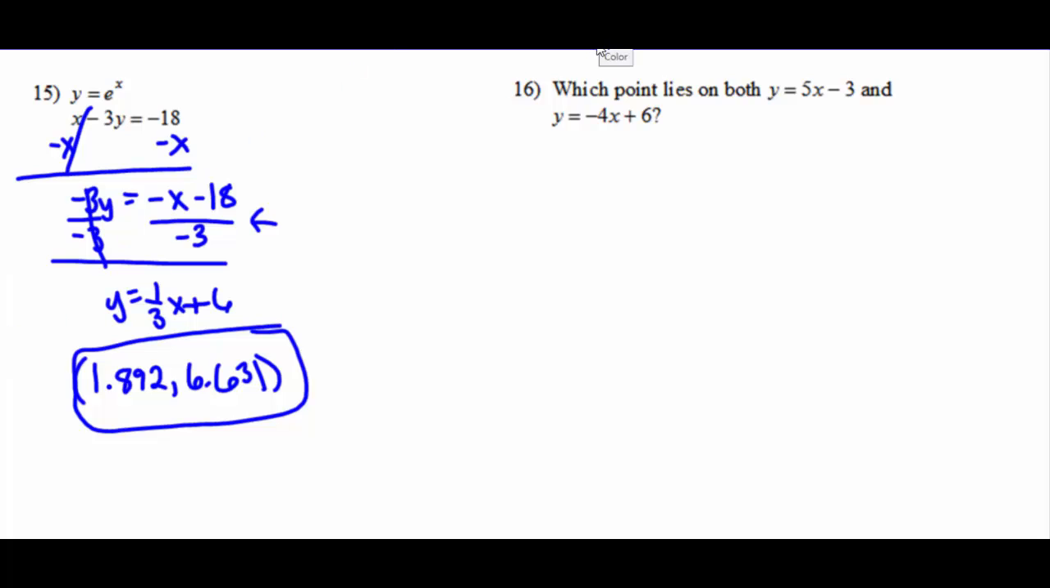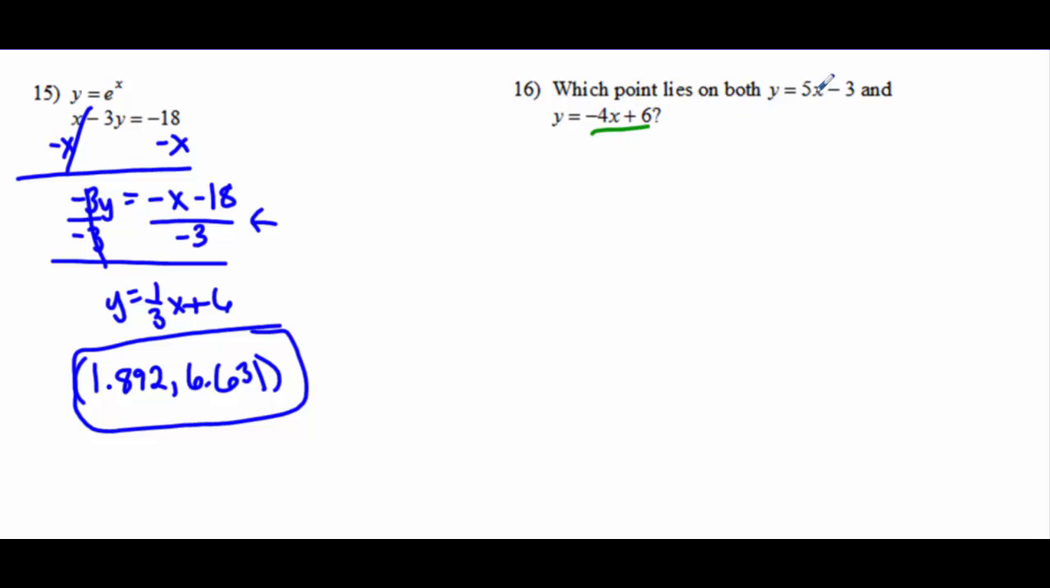16 originally was a multiple choice question, so if it seems like a weird question to you, that's why. There was supposed to be an A, B, C, and D. And so if it is multiple choice, you could just plug in the answers to see which one works. This is also really easy to put in your calculator and graph because they're both y equals.